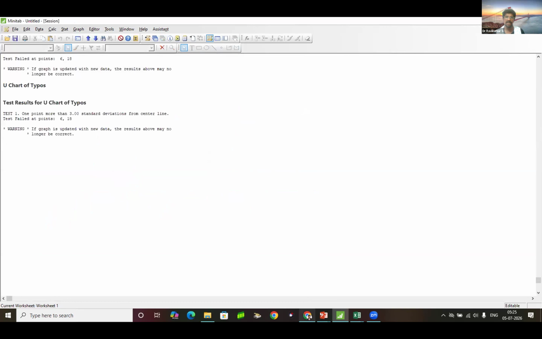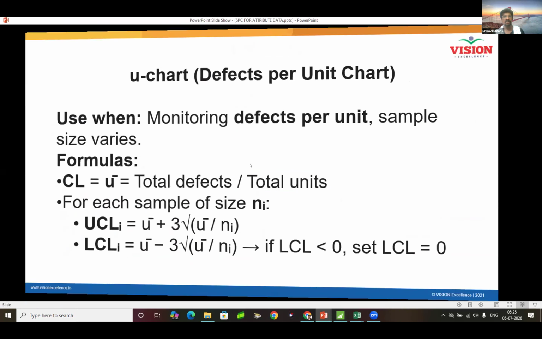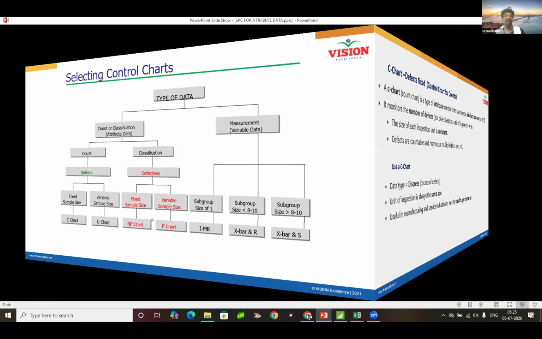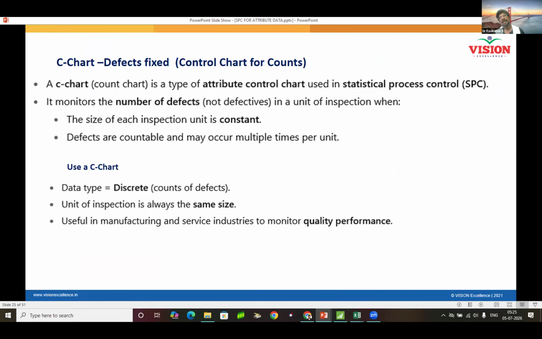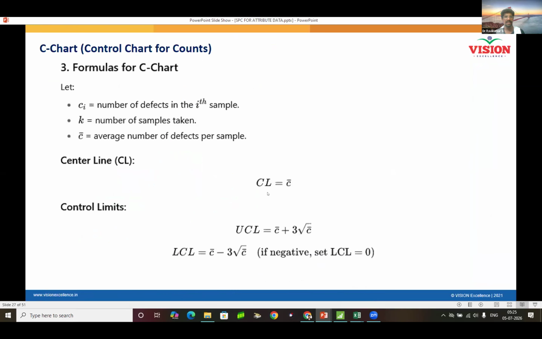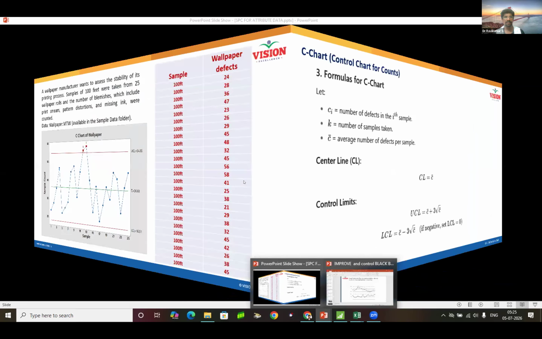What is that? That is the C chart. So when you have a fixed sample size, you are going for the C chart. When you have a variable sample size and you are going to deal with defects, you have to go for the U chart. When you have a fixed sample size and you are going to deal with defects, you have to go for the C chart. Similarly, the C chart also has a formula: central line, upper control limit, and lower control limit. Okay, now let us take this example.